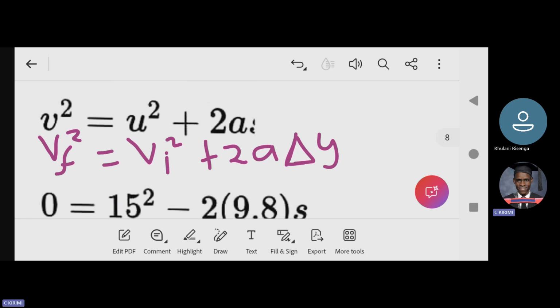I am saying you can solve it, then you can find T, but the fastest way is, if we want the change in Y, we have VF, we have VI, we can simply use this formula. Is that correct?